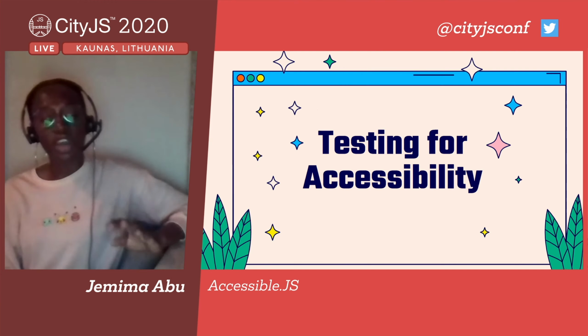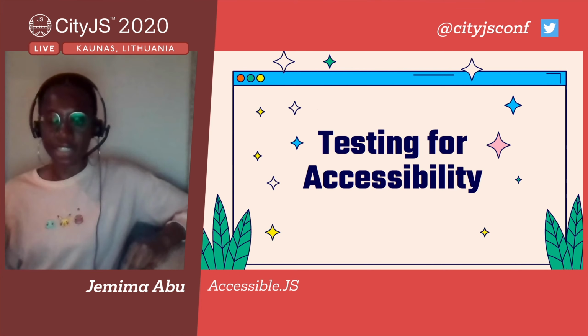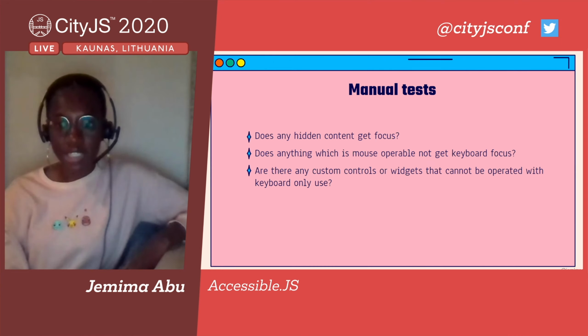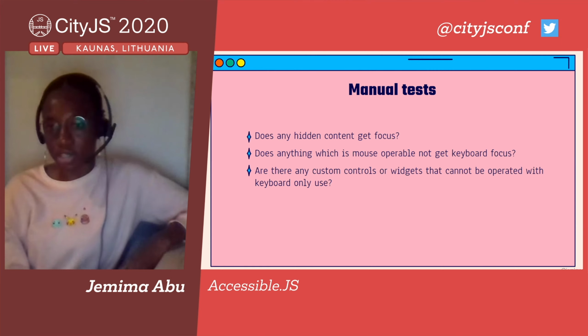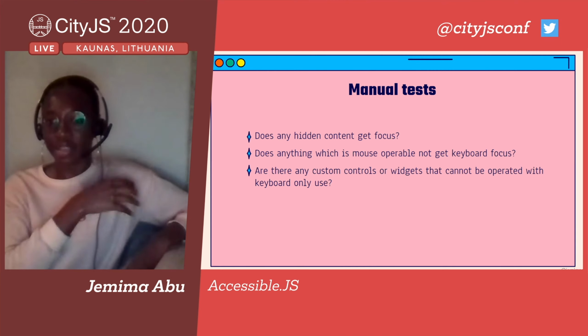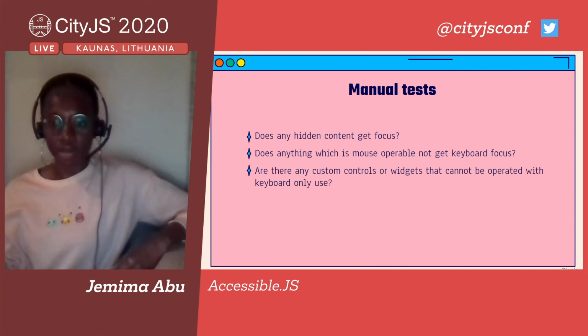So if you've written your code and you think it's fine, how do you actually know if this thing you've written is accessible? The first way you can test for accessibility in your site is to manually test it. Go to your site, tab through it. Does any hidden content get focused? Is there any point where your focusing outline gets lost in the page and you can't tell what point it's on? Because sometimes people remove the outline from their page.